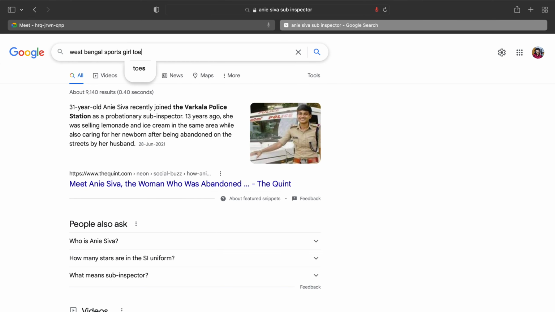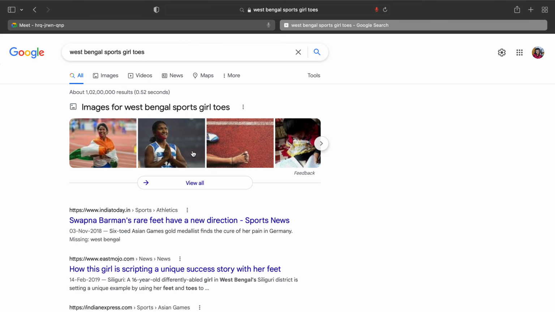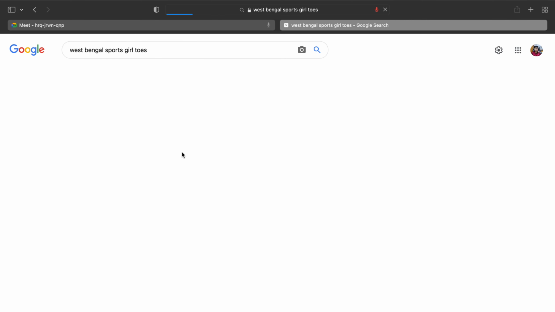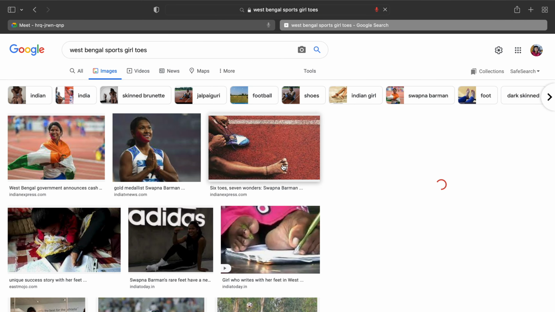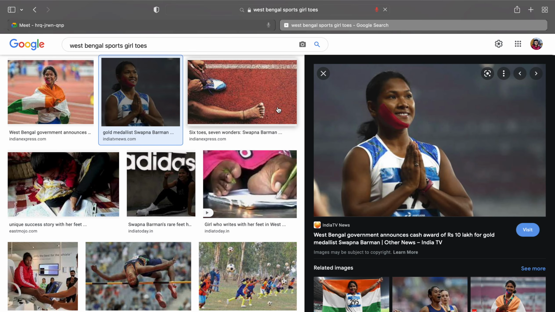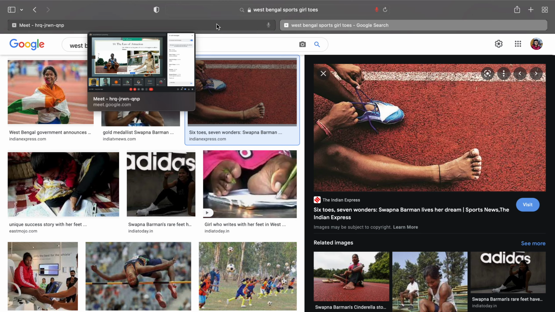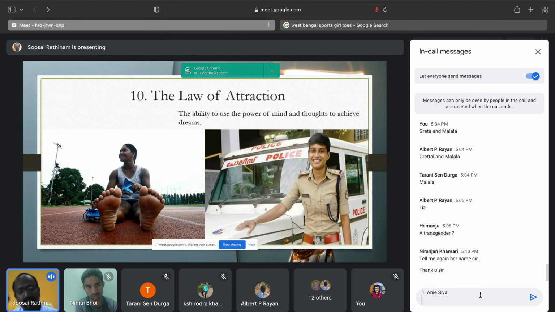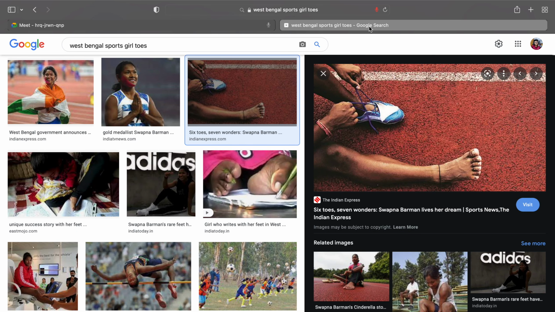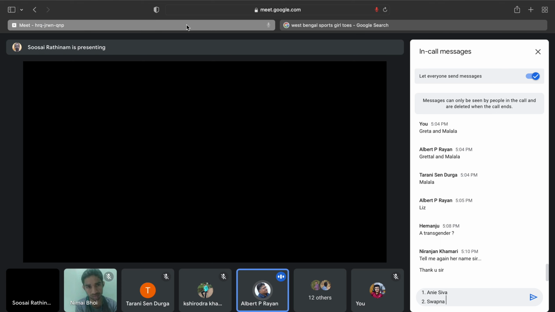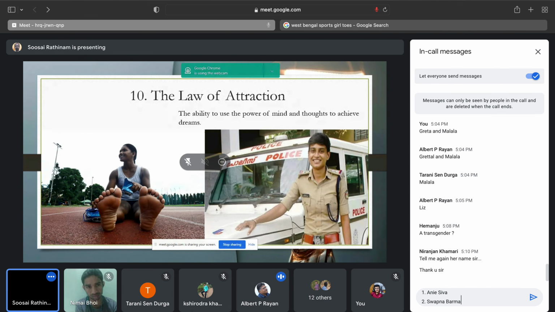And when she wanted to participate in the games, she didn't even have a proper pair of shoes, since she had 6 toes on each foot, so she couldn't buy proper shoes when she attended the Asian Games in Jakarta. It's called heptathlon. Heptathlon is an event where this girl participated in 7 events and then won the gold medal for India in the Asian Games, which was held in 2018.